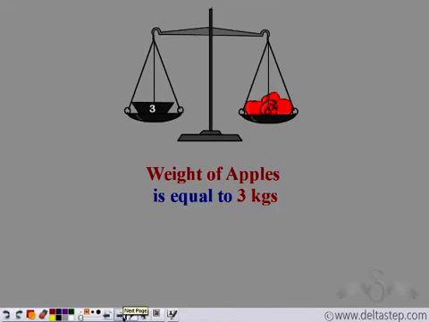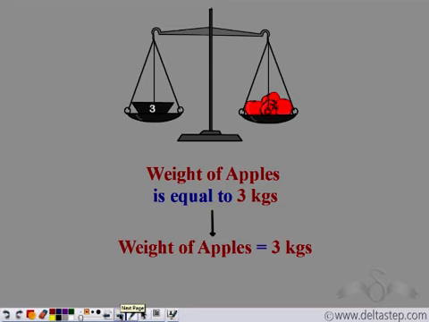So if both the sides of the scale are balanced, we can say that weight of apples is equal to 3 kgs, as in this case. Now we can represent this mathematically, that is, we can replace this "is equal to" by an equal to sign. So weight of apples is equal to 3 kgs. We can write it in this form, and this is an equation.